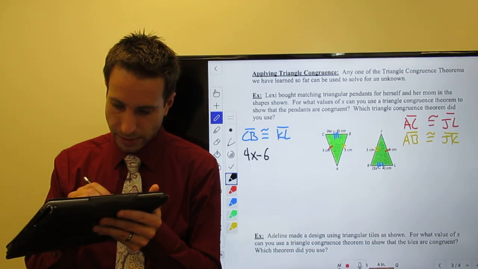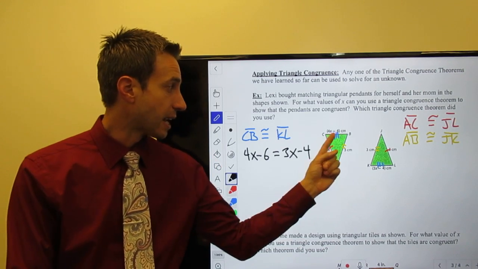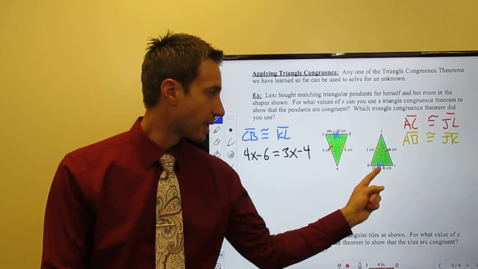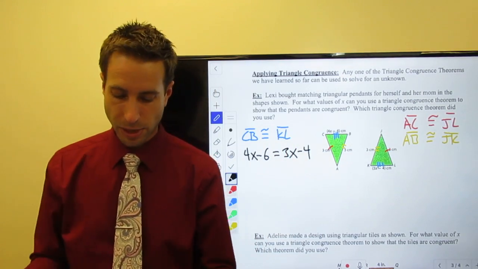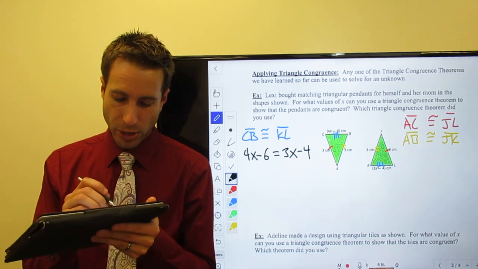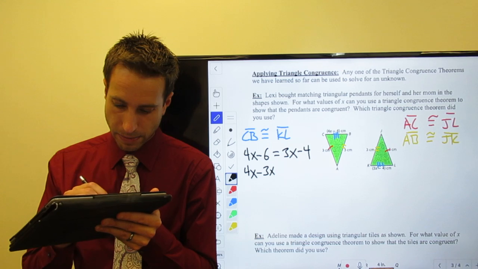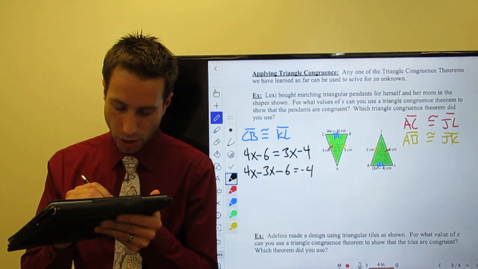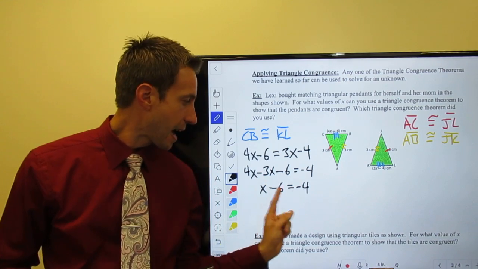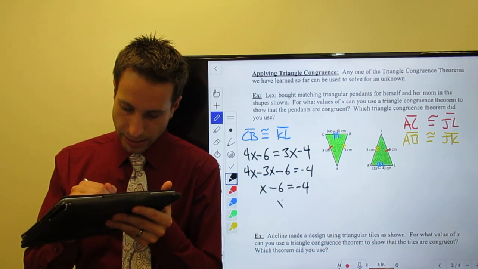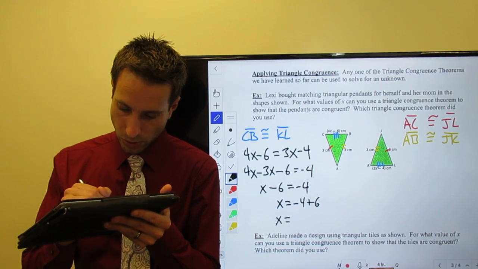4x minus 6 is equal to 3x minus 4. Side CB, 4x minus 6. Side KL, 3x minus 4. Guys, solve for x. Simple algebra problem at this point. I'll subtract 3x to the other side, so 4x minus 3x minus 6 is equal to a negative 4, which means x minus 6 is equal to a negative 4. Add the 6 to the other side. x is equal to a negative 4 plus 6, which means x is equal to 2.